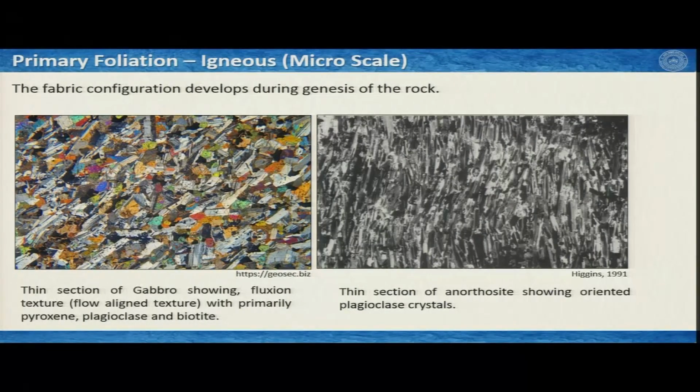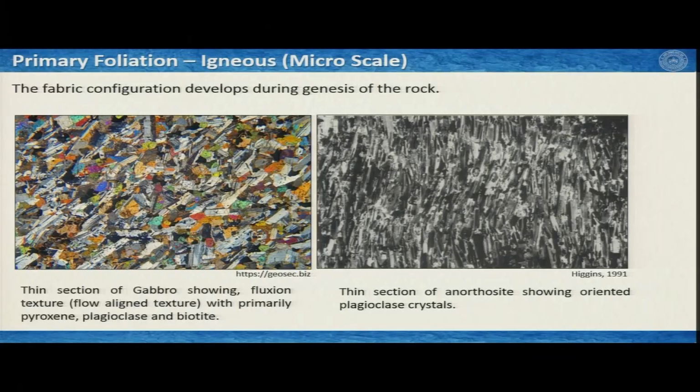So, the first one is a thin section of gabbro, and the texture we see here is fluxion texture, which means flow-aligned texture. With the compositions here, we have mostly, as primary minerals, pyroxene, plagioclase and biotite.